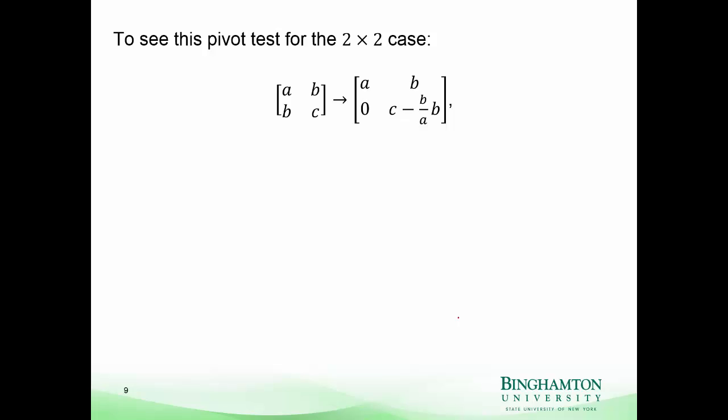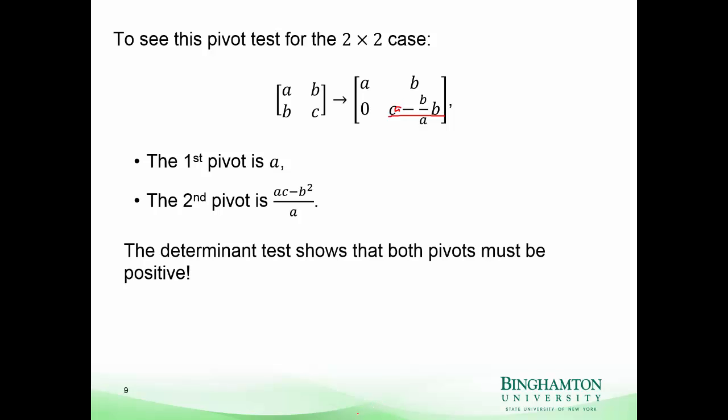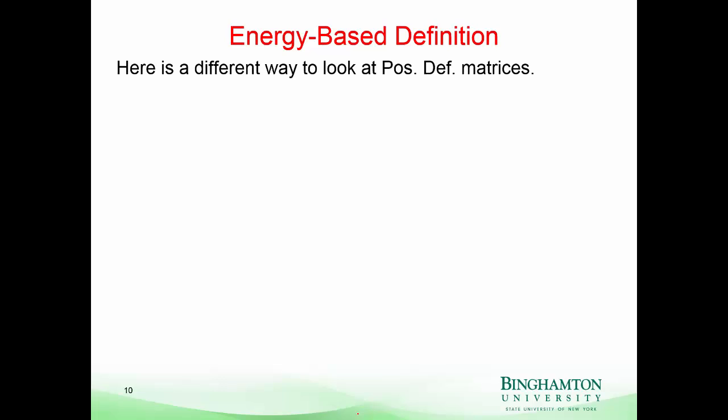So here is our simple 2 by 2 case, and you can see we've done the elimination. The first pivot is A, the second pivot looks like that. The way we've written it up here is, we have left the A out here and we haven't divided the whole thing by that. So this determinant test shows that both pivots must be positive, so we're good.